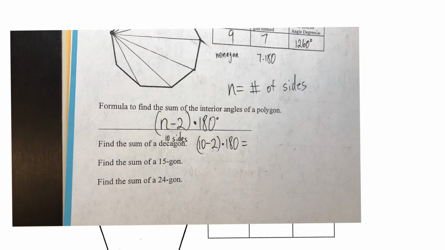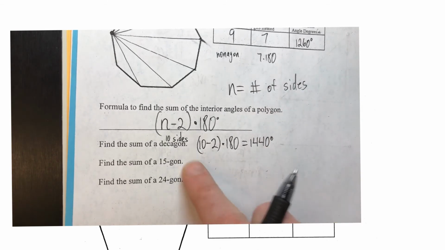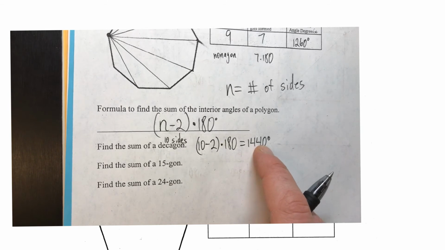Go. So how many total degrees are in a decagon? 1,440. Okay, so 1,440 degrees total. So all 10 angles in a decagon always add up to 1,440 degrees.